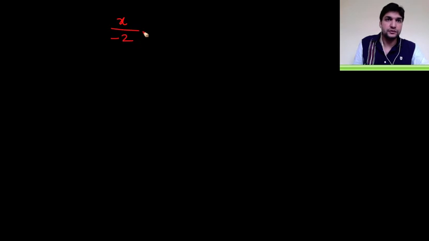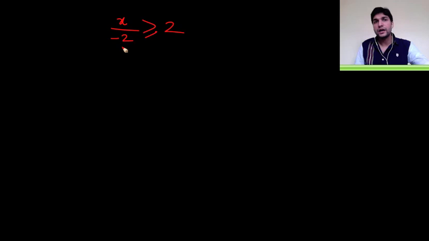I know you must be having a lot of doubts in your mind, and I'll clear all of them, don't worry. So now we have x upon -2 is greater than or equal to 2. Here I have equal to. Now you would be tempted to multiply both sides with -2, and you will get your answer as x is greater than or equal to -4, right? You must be tempted to do that, but this is wrong.